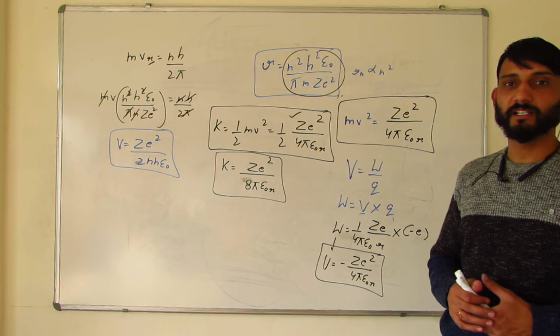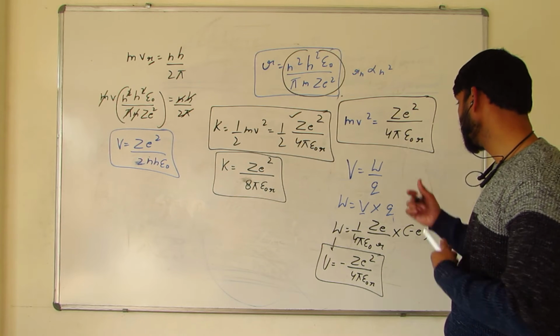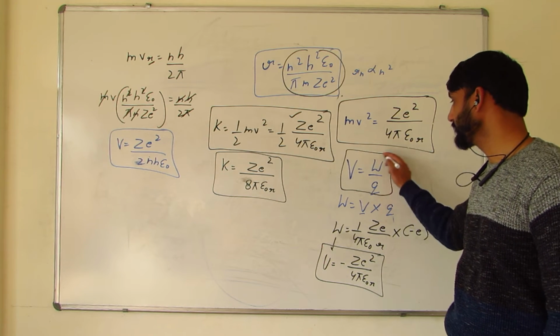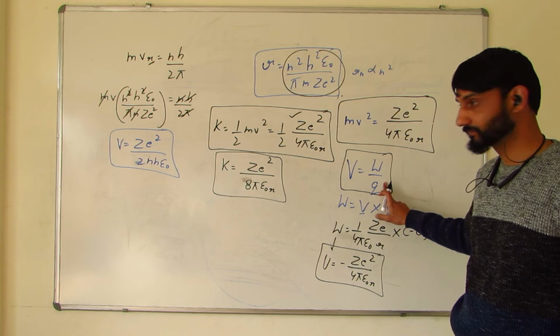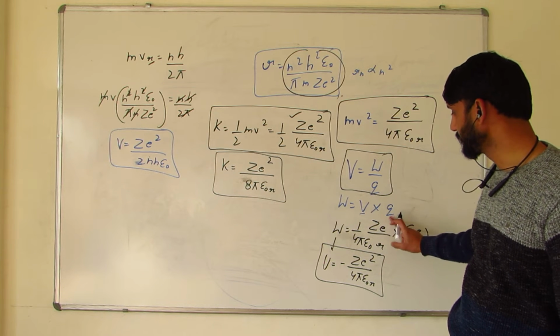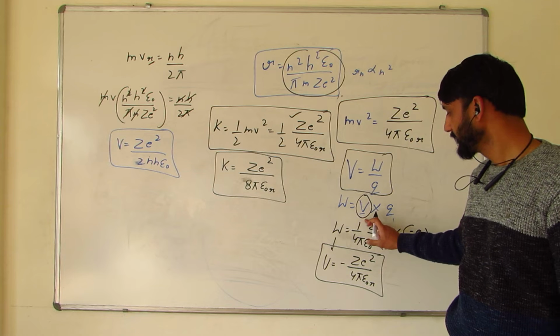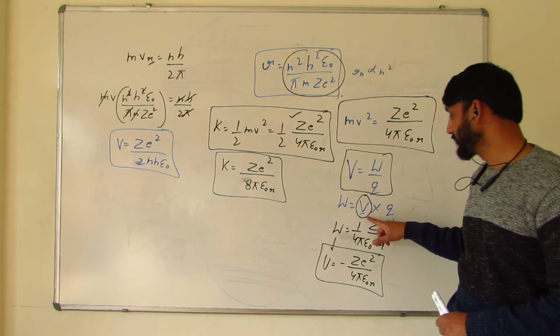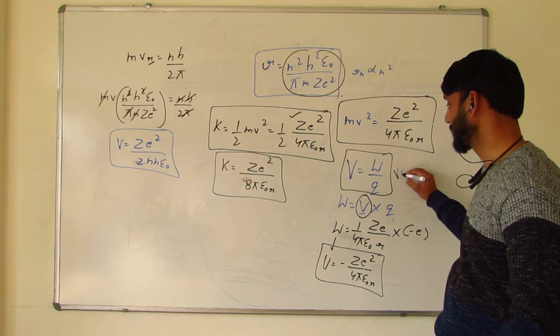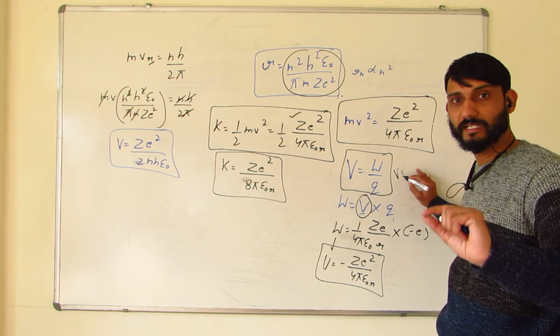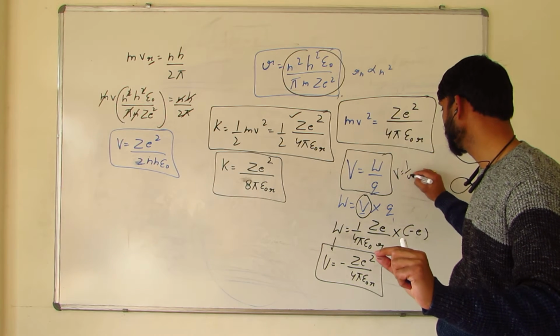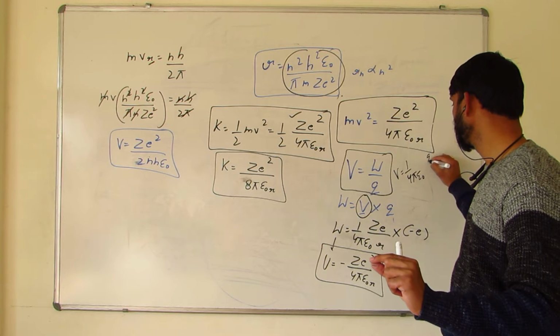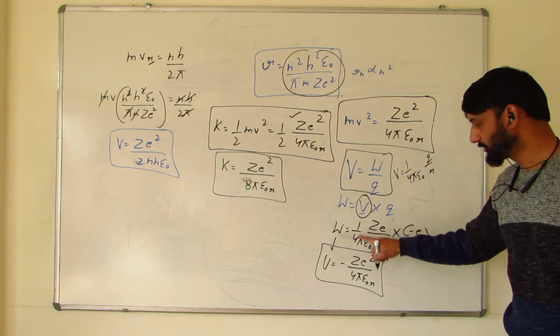Now for potential energy, earlier also we did this expression that V is equal to W by Q. Potential is equal to work done per unit charge. So work done is equal to potential into Q. Whose potential are we talking about? We are talking about the potential of the nucleus. So the nucleus potential due to a single charge. Since we are treating the nucleus to be a single positive charge, it will be 1 upon 4 pi epsilon naught Q upon R.